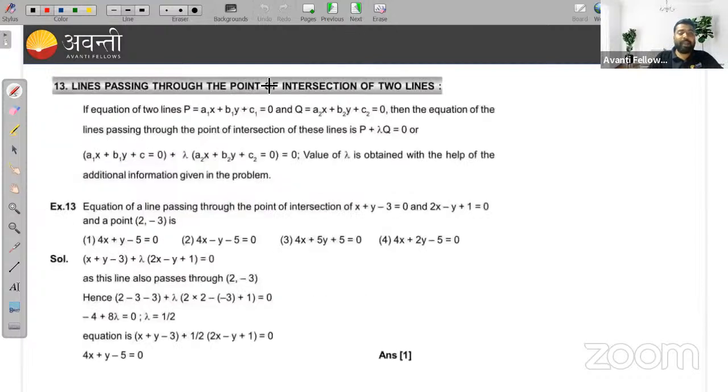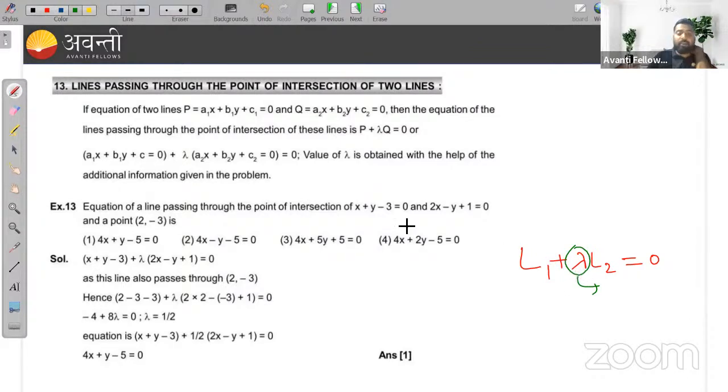Next, line passing through the points. Suppose you have two lines, L1 and L2, and the equation of family of lines. If you have two lines, L1 and L2, then the family of lines will be L1 plus lambda L2 equal to 0. When you change the values of lambda, it will give you another new line. Clear or not?